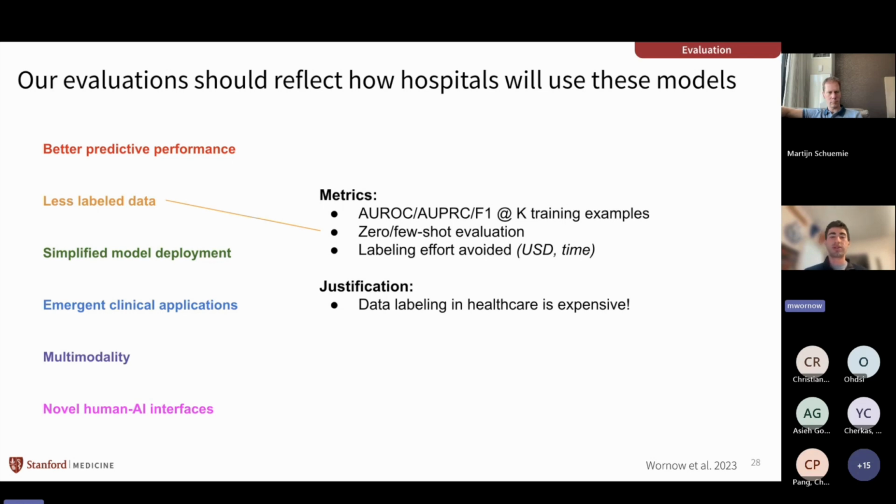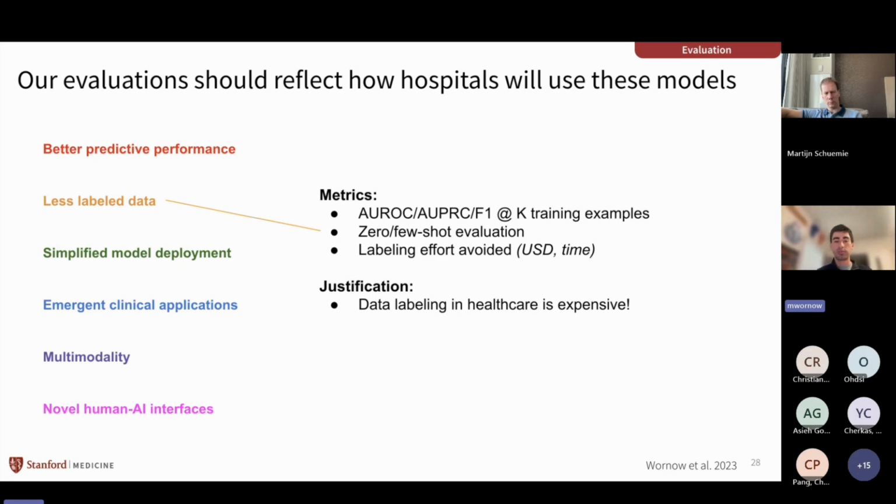And so it doesn't make sense to evaluate your model on a public benchmark that has 100,000 labeled examples, right? Because that's just not realistic. And so thinking more realistically about how this model would actually get deployed: how many training examples will I look at? What's my model's sample efficiency at low K? That is a more important consideration in a lot of settings.